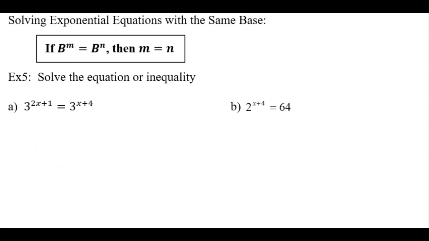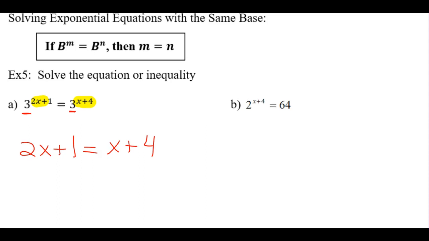So now let's take a look at example A. It says, solve the equation, basically knowing this knowledge. So if the 3's are already the exact same, what does that tell me about the exponents? They should also be the same. So what we can do here is take the exponents and set them equal to each other. If I take 2x plus 1 and set it equal to x plus 4, that's making the exponents equal, and we can now solve for the value of x that causes the exponents to be equal.